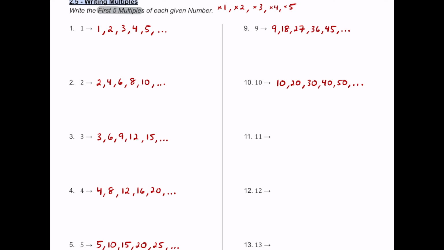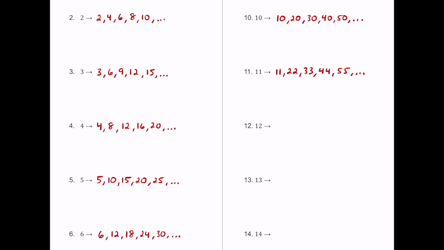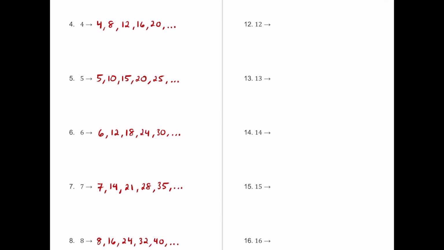For 11, these numbers are getting a little bit bigger. For 11, we have 11, 22, 33, 44, and 55. Those are the first 5 multiples of 11. For number 12, we'll start with 12 times 1, 12 times 2, 12 times 3, 12 times 4, and 12 times 5.